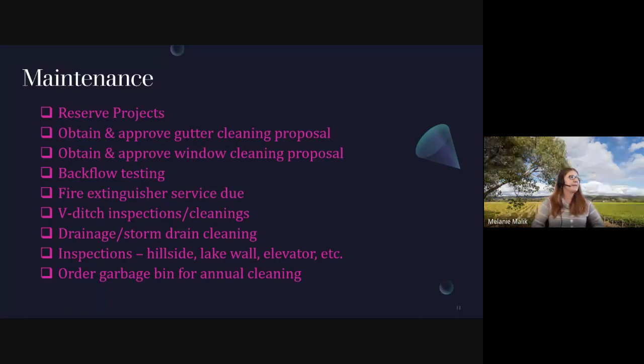Also, some other examples are getting gutter cleaning bids, window cleaning proposals, making sure your backflows are tested. If you have other inspections, if you have a hillside, maybe you need your lake wall inspected every year. Elevators. Another thing that may be applicable to your community is ordering a garbage bin for an annual clean out for homeowners.